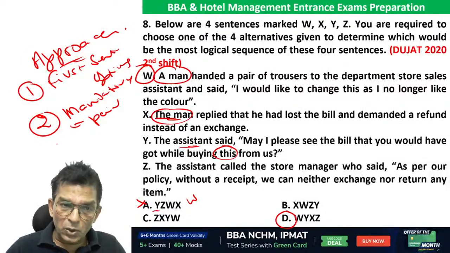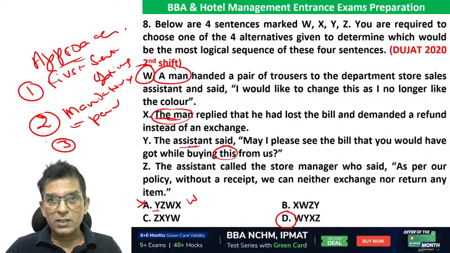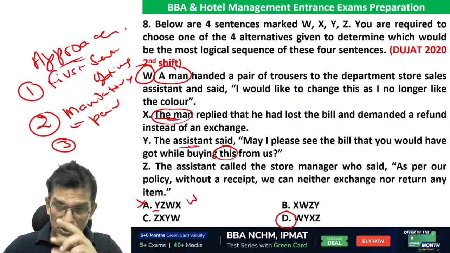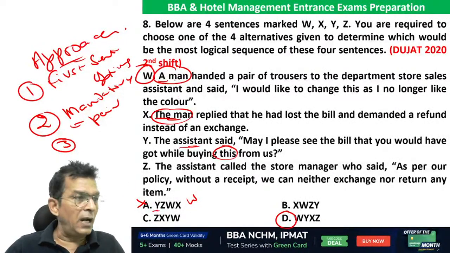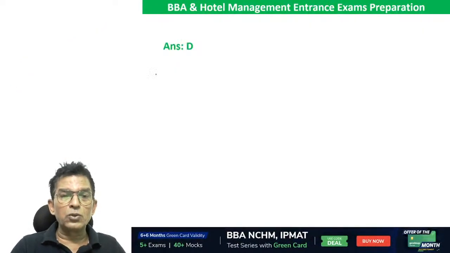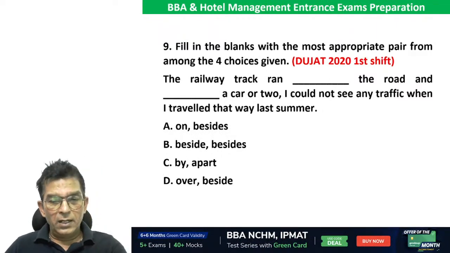And the third thing to do is logical connections. Now, to see the logical connection, grammar also helps. So, a man, the articles, they help. So, these are some of the things to do. The answer is D. Come to the next one. Come to the next question.